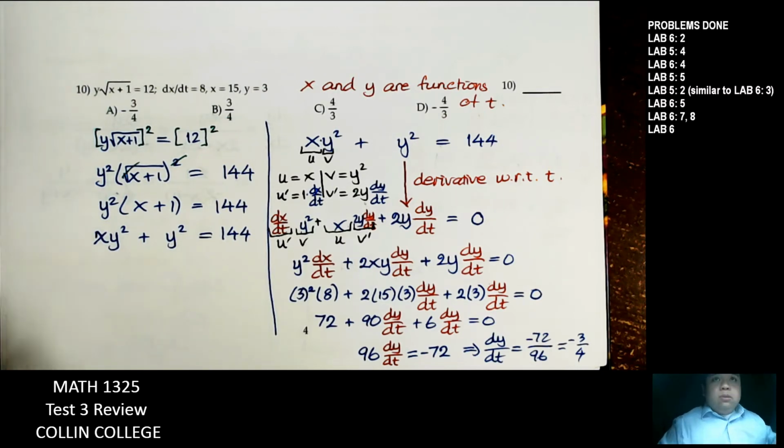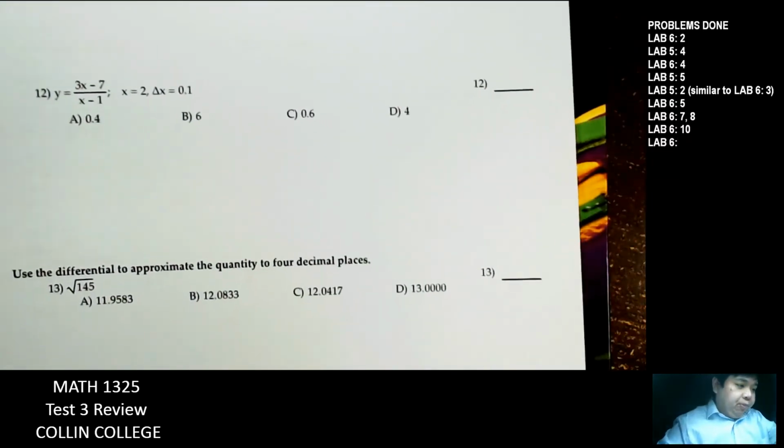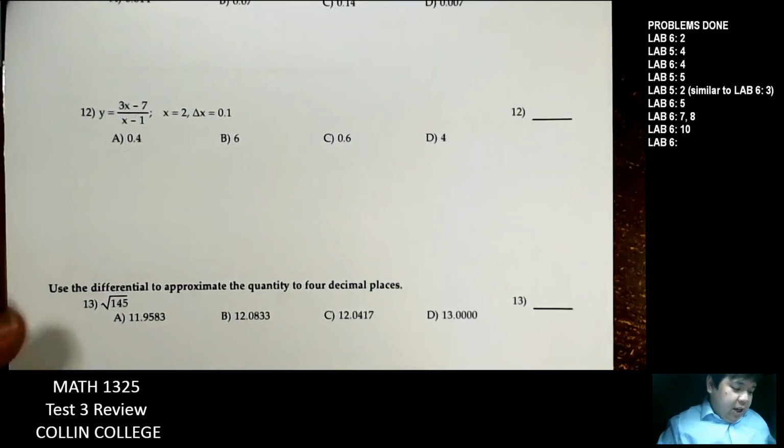Like that. The previous problem will be similar. We just take the derivative. If there's x and y together as functions, that's the product rule. So if we have x, we stick in dx over dt. If we have y, dy over dt. So that.